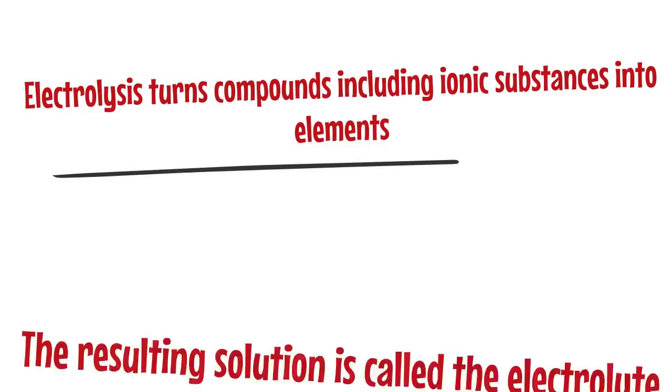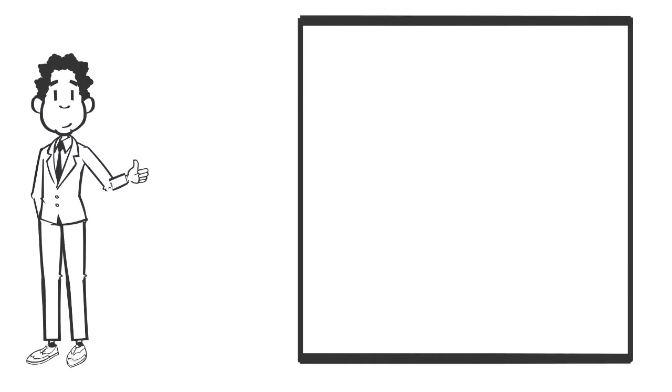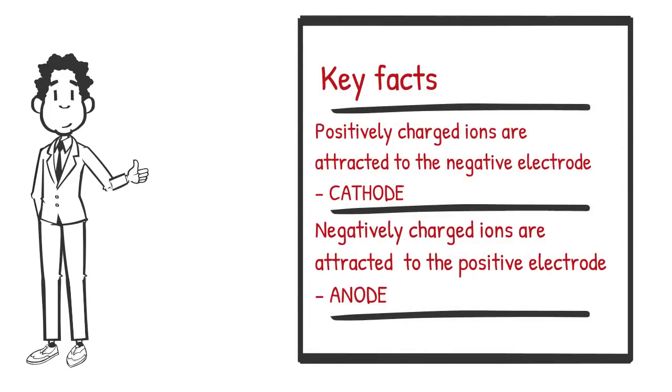So, electrolysis is a really powerful technique that turns compounds, including ionic substances, into elements. The resulting solution is called the electrolyte. Some key facts that you need to know. Positively charged ions, called cations, as named by Michael Faraday, are attracted to the negatively charged electrode, called the cathode. Negatively charged ions, called anions, are attracted to the positive electrode, called the anode.